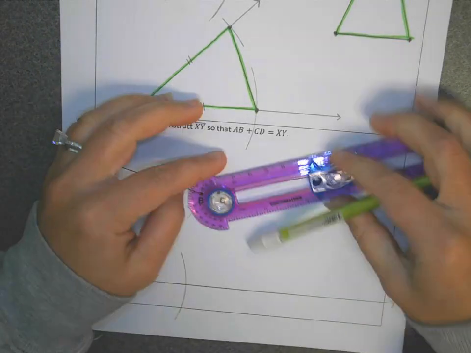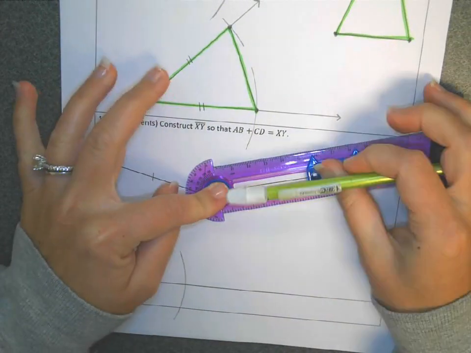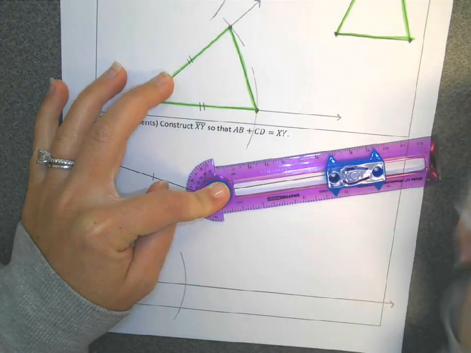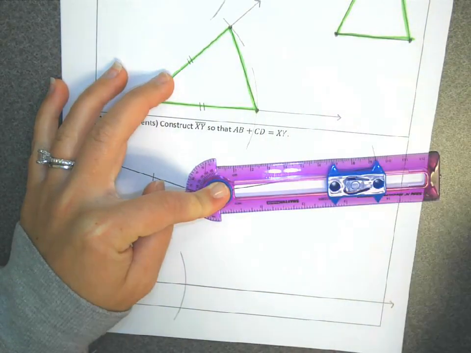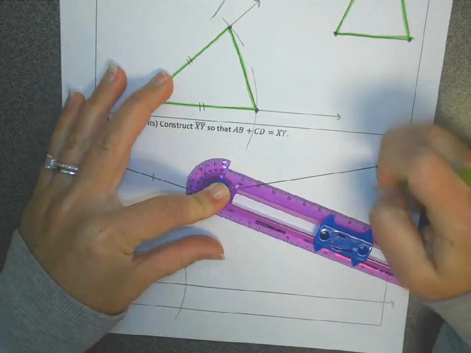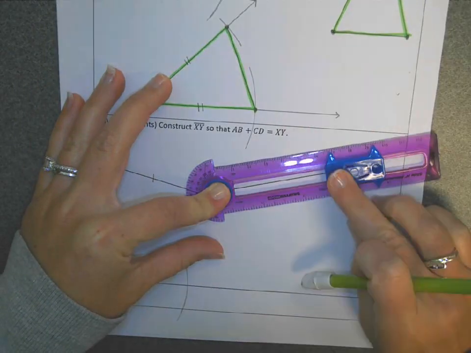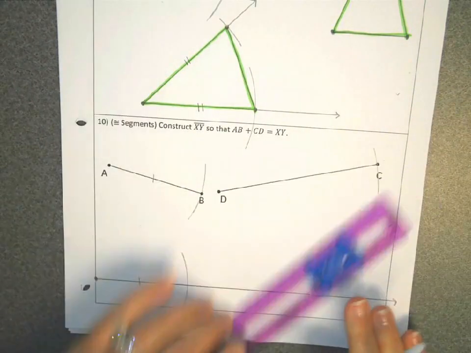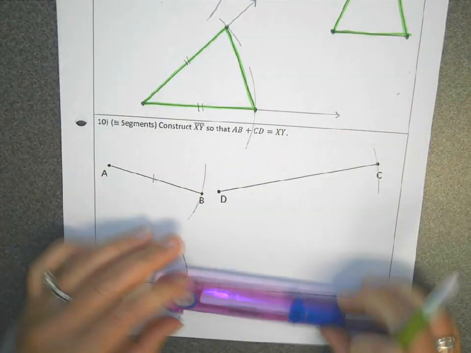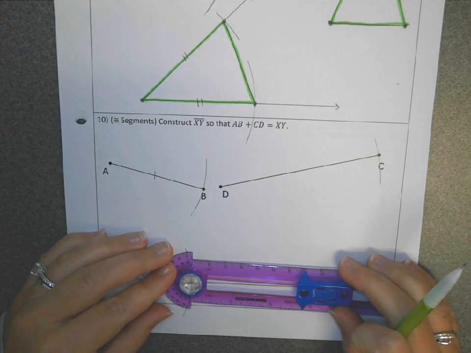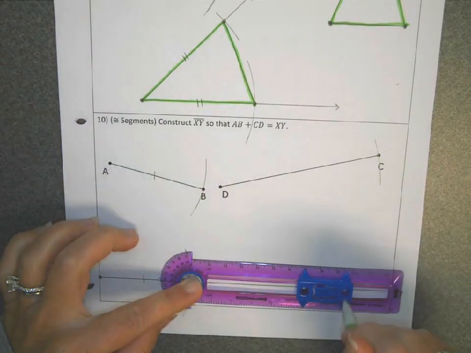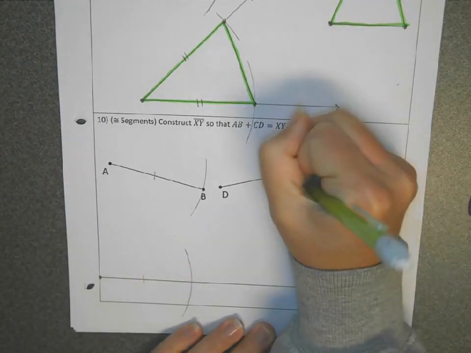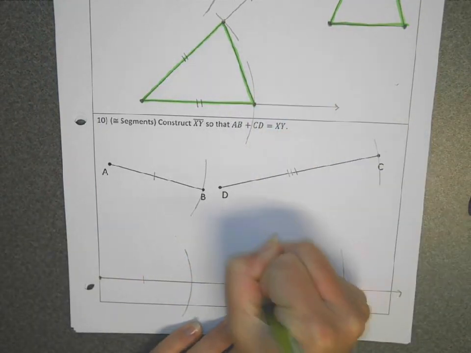So I'm going to add CD. I'm going to figure out how long is CD. It's not going to work with the inside one, so I'm going to have to use the outside one this time. And that wasn't quite to the point. There we go. So there's the distance CD. Now I'm adding on to it, so I'm going to start where I ended. And I used the outside hole, so I'm going to do that again. I'm going to mark it down here.